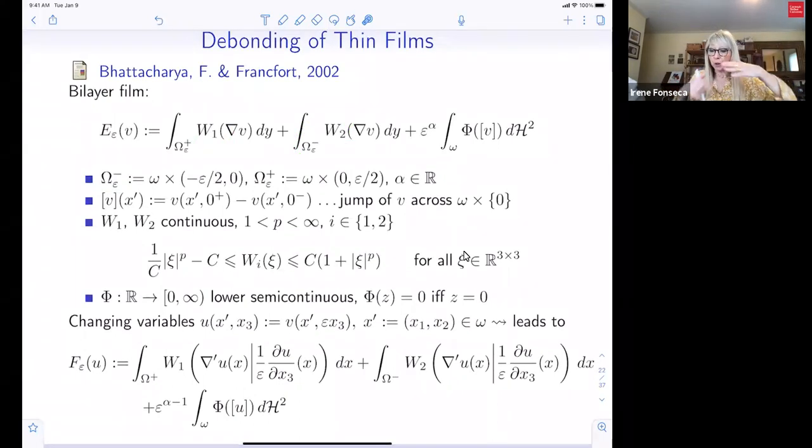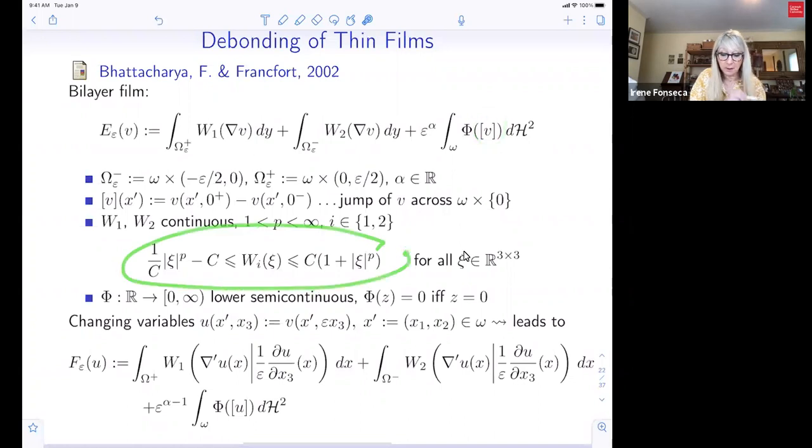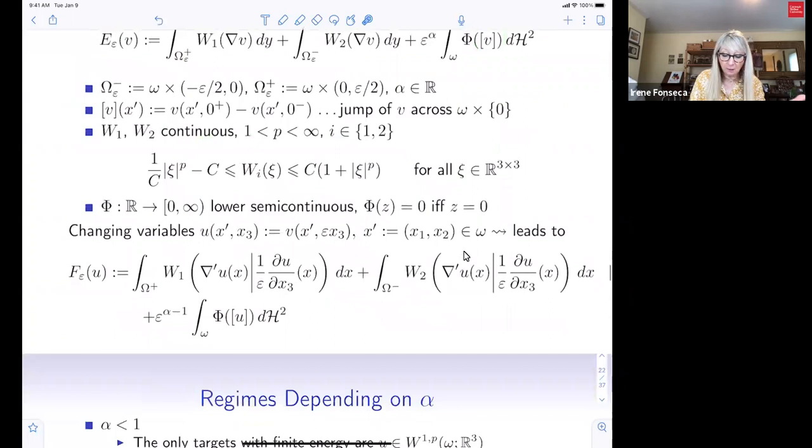Again, my v is allowed to jump, and I'm going to have a penalization of the jump. This bracket v means just the jump of v across omega. But you have to look at it as being the traces. You're going to have a Sobolev function on top, a Sobolev function on the bottom. And so you're going to have a trace of v coming from the top, a trace coming from the bottom, and this is just the difference between the traces. And again, they satisfy the same kind of boundary conditions, change variables, same stuff, right?